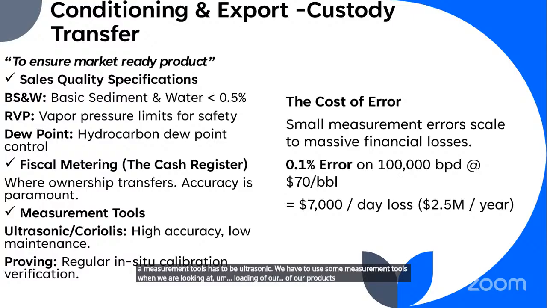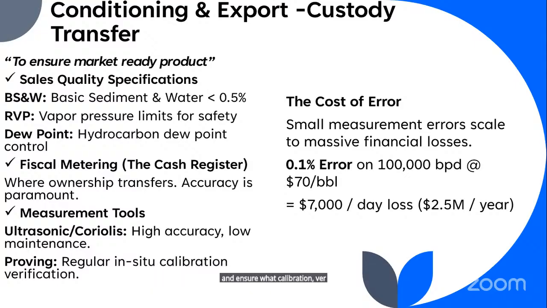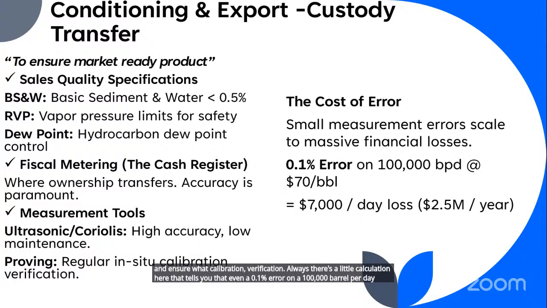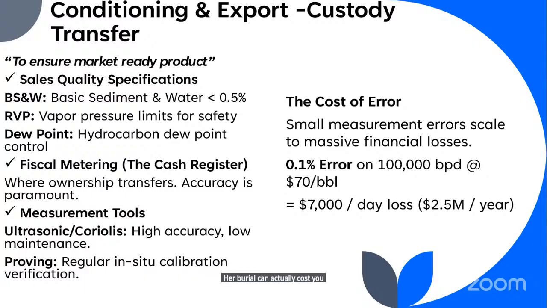So we have ultrasonic, Coriolis, high accuracy, and low maintenance. You must prove and ensure calibration verification always. There's a little calculation here that tells you that even a 0.1% error on 100,000 barrels per day of crude oil sold at $70 per barrel can actually cost you a lot of loss per day. So no kind of error should be allowed when you're doing your calibration.